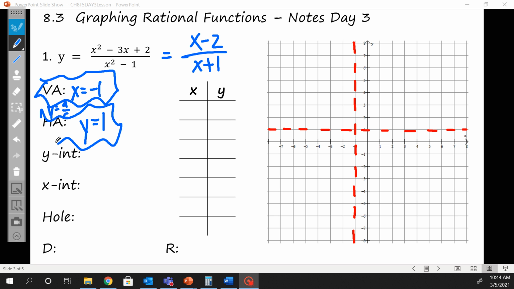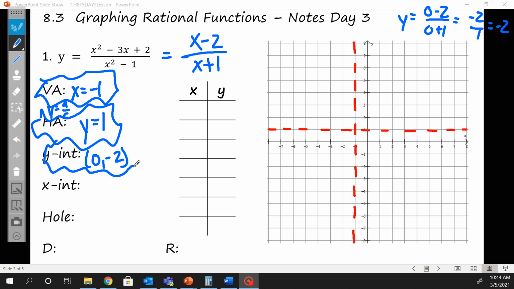Our y-intercept means plugging in 0 for x. Okay, so if we plug in 0 for x, we get 0 minus 2 over 0 plus 1, negative 2 over 1, which is negative 2. So our y-intercept is 0, comma, negative 2. And we can put that on our graph, which is right here.